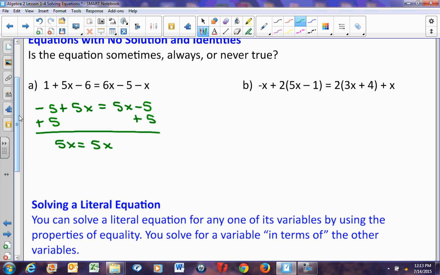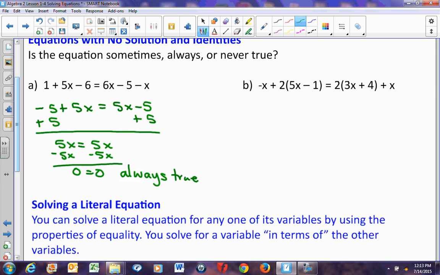5x does equal 5x because when I solve this, I'm going to get 0 is equal to 0. Since this is a true statement, and it's always going to be a true statement, if I subtract 5x from this side and I subtract 5x from this side, I'm going to get 0 equals 0, which is always true.